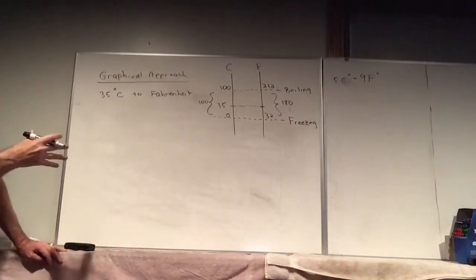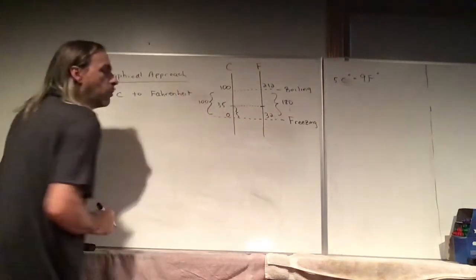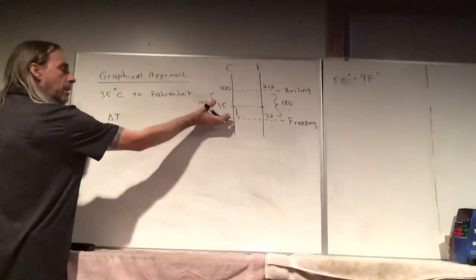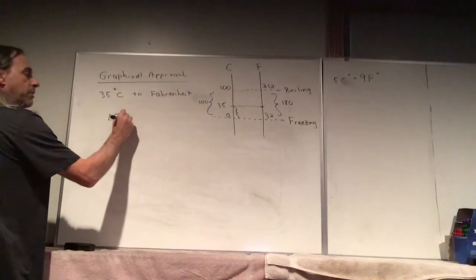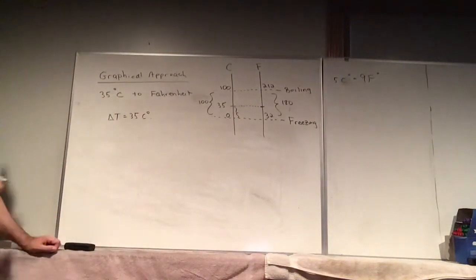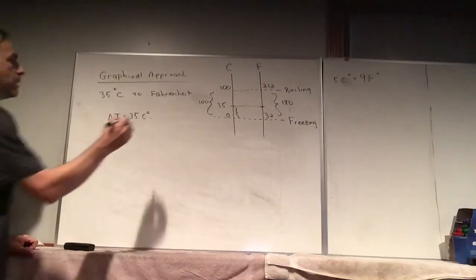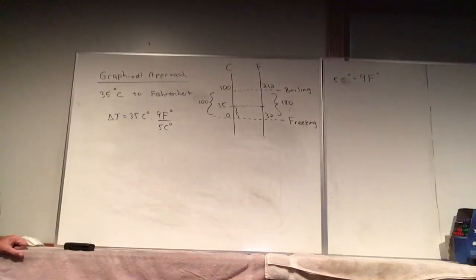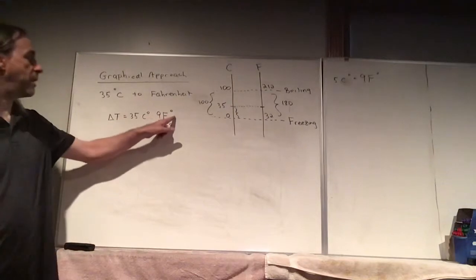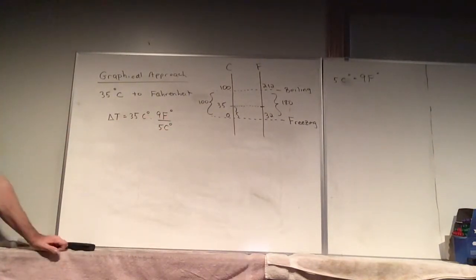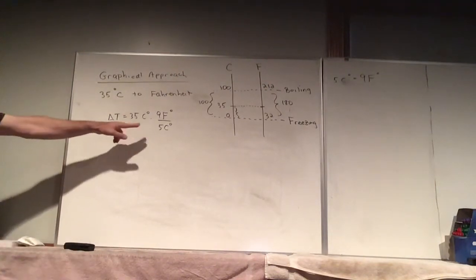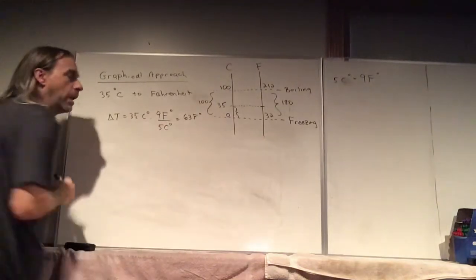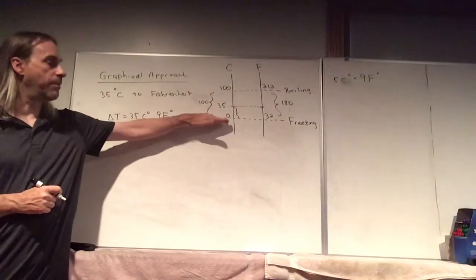So now, if we look at this change here, we're going from 0 to 35 degrees. So delta T, we call that our change. Like if we imagine starting from the freezing point, this is 35 Celsius degrees. And now let's convert that to Fahrenheit degrees. So we have 9 Fahrenheit degrees over 5 Celsius degrees, using that conversion factor. We're just multiplying by 1. 9 Fahrenheit degrees is equal to 5 Celsius degrees. So we're just multiplying by 1. We're not changing anything. 35 over 5 is 7 times 9. That would be 63 Fahrenheit degrees. Now that is the change in temperature from the freezing point.